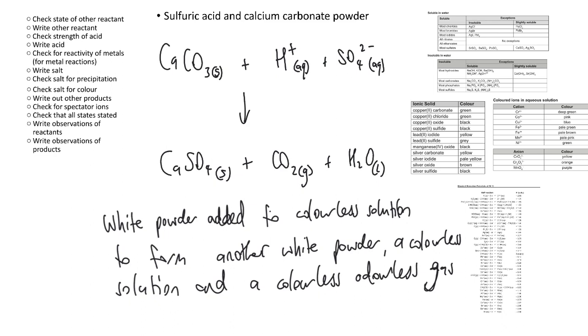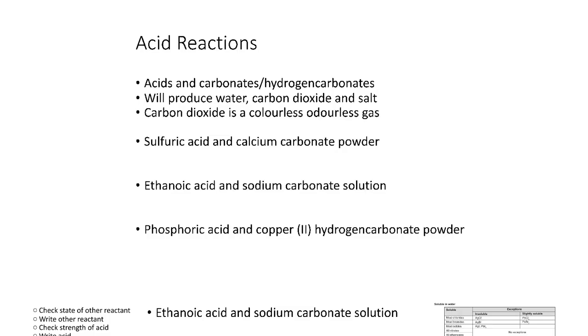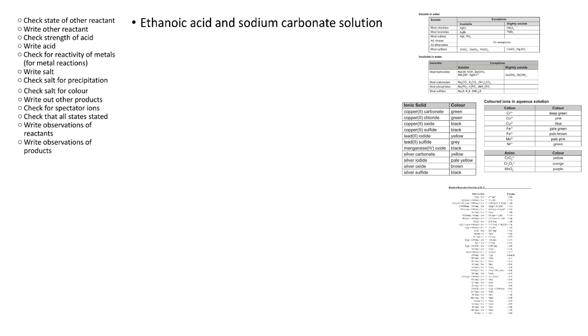All right, let's have another go. We're going to do ethanoic acid and sodium carbonate solution. Check the state of the other reactant. It's a solution, so I can write them out separately. Sodium carbonate, aqueous. Check the strength of the acid. Ethanoic acid is a weak acid, so therefore it is CH3COOH aqueous. The acid did that.